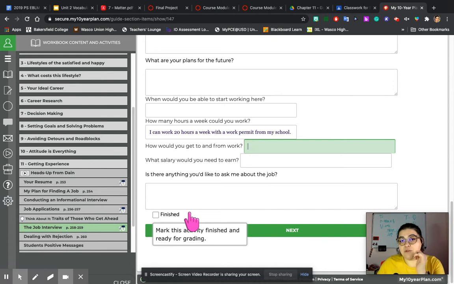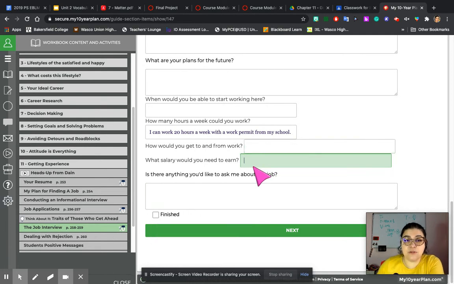Whatever it might be, you need to be able to explain that, because there are also other questions they might ask you, like, well, what happens if you get a flat tire? Well, what happens if your ride falls through? What happens if the weather's bad and you can't walk or ride your bike? They want to know why they should depend on you and why they should believe that you're reliable. So you need to go through and explain that.